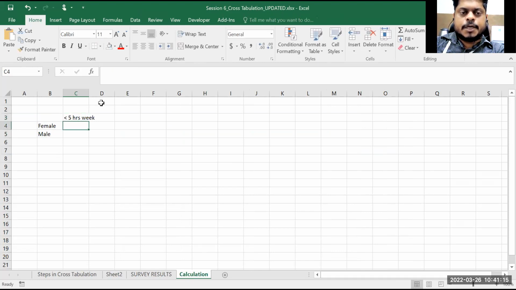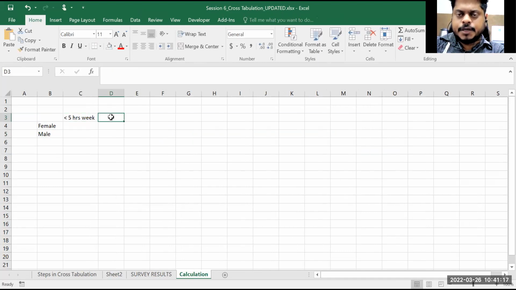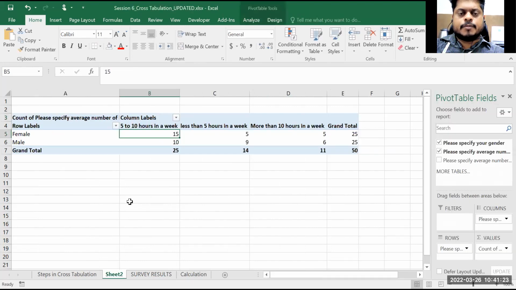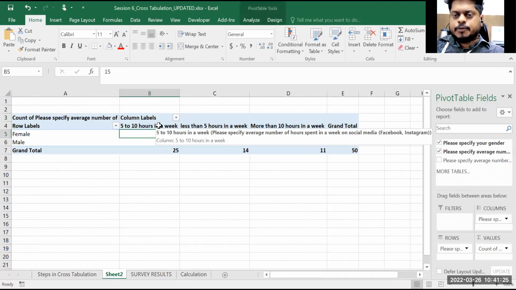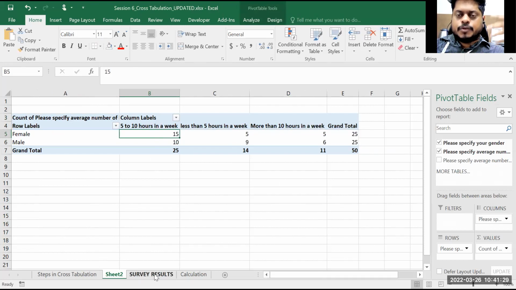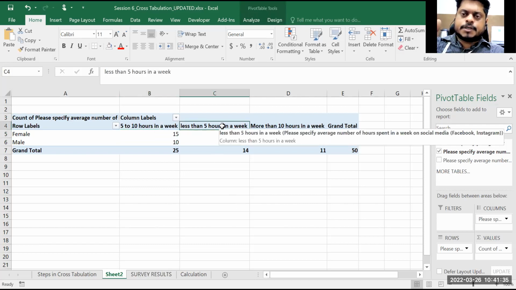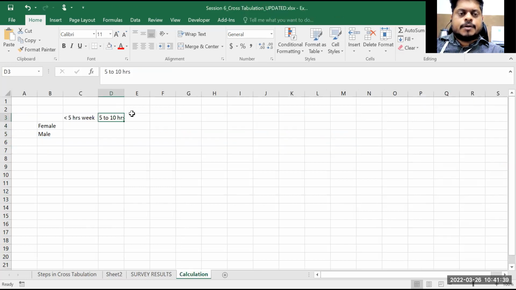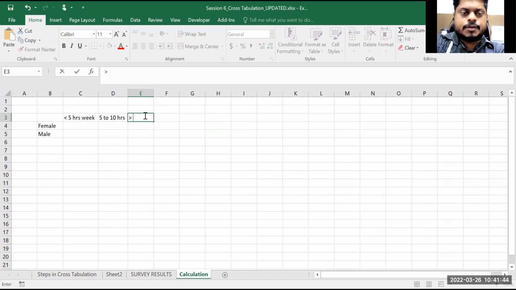So I'm just replicating the table and putting it in an ordered manner, right? Always remember, if I go back to that pivot table, 5 to 10 hours in a week is in the first row, first column, right? So I'm putting it in a better, structured way, because less than 5 hours should come first, then 5 to 10 hours, then more than 10 hours, right?